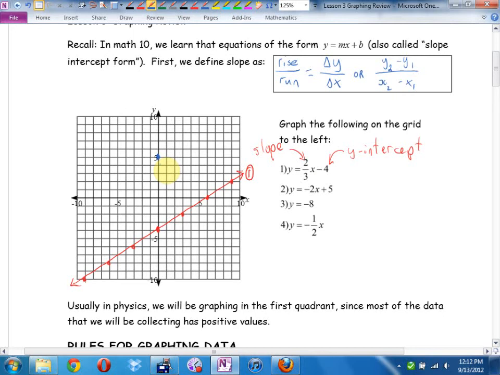What's the negative tell you? Don't count upwards. Which way are you going to count? Backward. Downward. Thank you for figuring. Downwards and still over 1. It's going to be down 2, over 1. Down 2, over 1. Keep the pattern going. And connect the dots. I'll call that graph number 2.